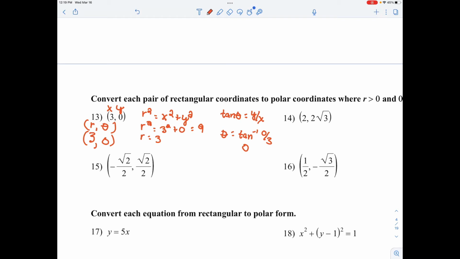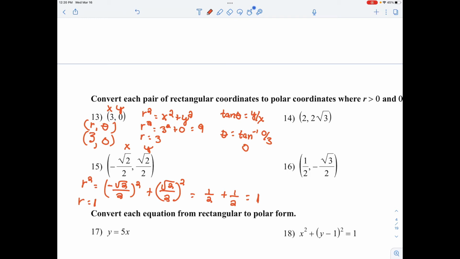Okay, same thing for here. We're going to start off by saying this is an x value and this is a y value. So we have r squared is equal to negative square root of 2 over 2 squared plus the square root of 2 over 2 squared. So r squared is equal to 2 over 4, so 1/2, plus 1/2. So r squared is equal to 1, which makes r equal to 1.